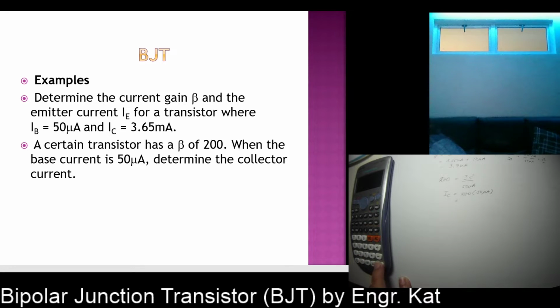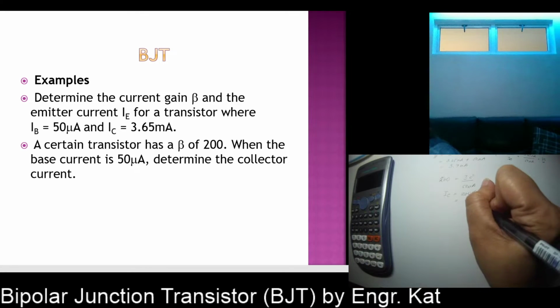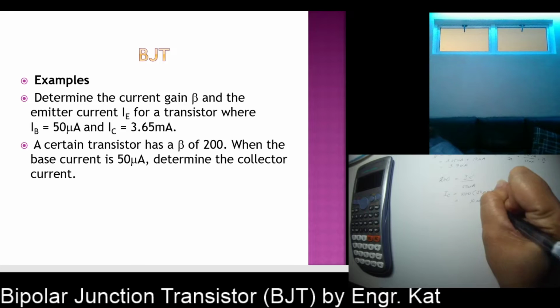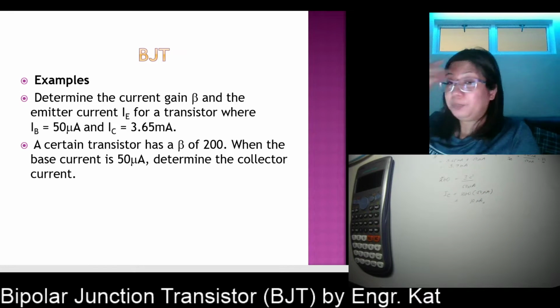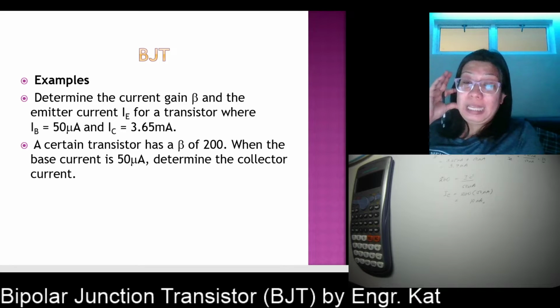So that is equivalent to 0.01 in engineering notation. So that is 10 milliamperes. So IC is equivalent to 10 milliamperes. Okay, that's it.